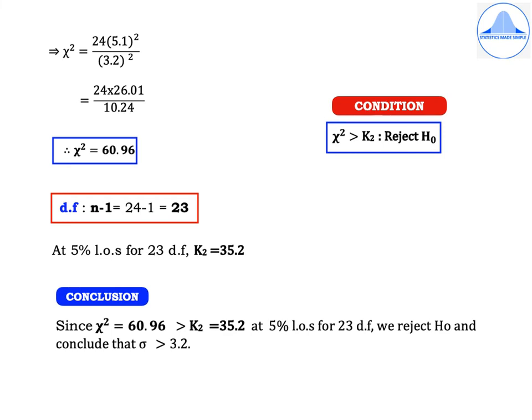So conclusion, since chi-square is equal to 60.96 is greater than K2 equal to 35.2 at 5% level of significance for 23 degrees of freedom, we reject H naught. And when you reject H naught, it means that you have to accept H1. So you conclude that sigma is greater than 3.2.